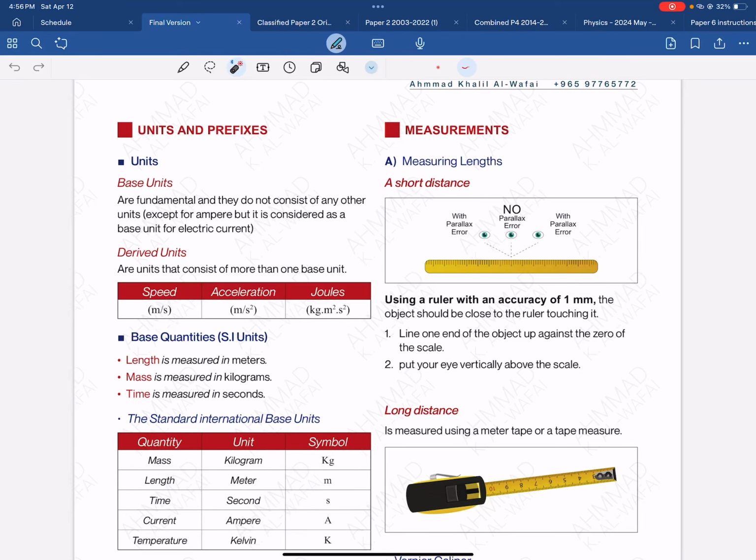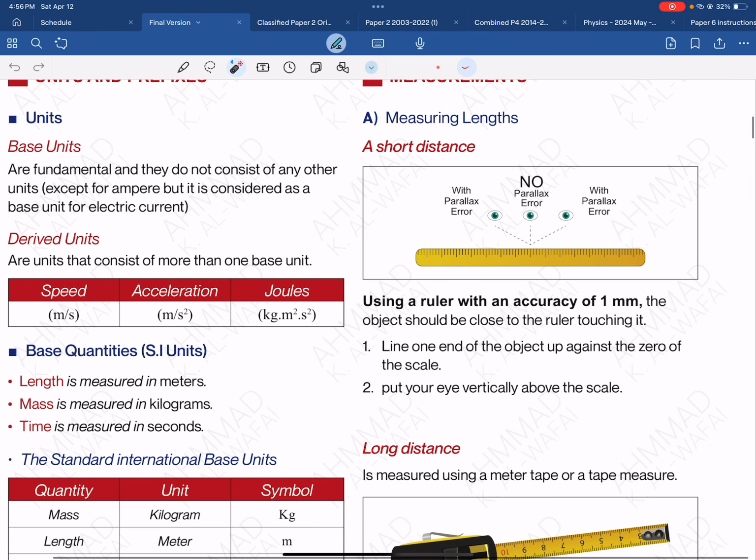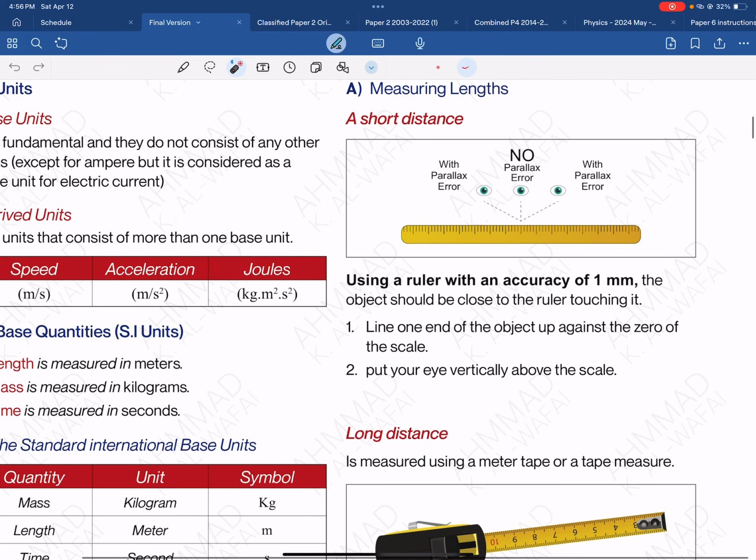Okay guys, so now we're going to be talking about measurements in general. First, we're going to measure small distances. We use a meter rule, as we agreed. When you're using these instruments, we said we look at 90 degrees to avoid parallax error. So for short distances, we use a meter rule.